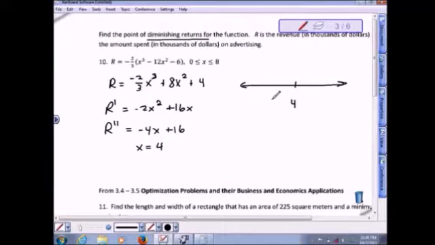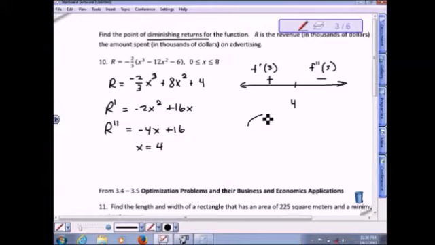So in the second derivative, we can test a 3 and we can test 5. Plugging a 3 into the second derivative here, negative 4 times 3 is negative 12 plus 16 is positive. And then 5, negative 4 times 5, negative 20 plus 16 is negative. This is a point of inflection.